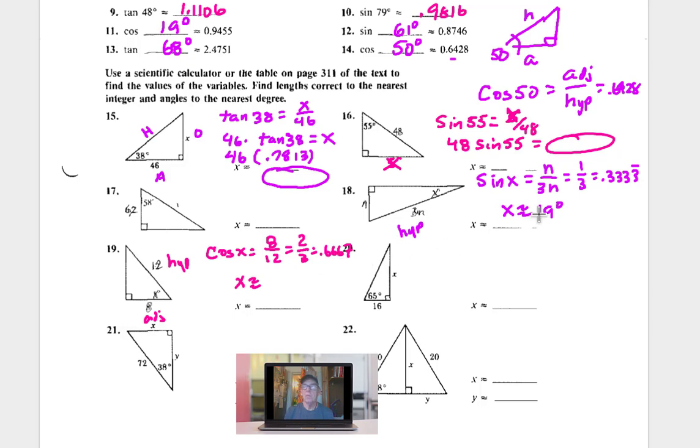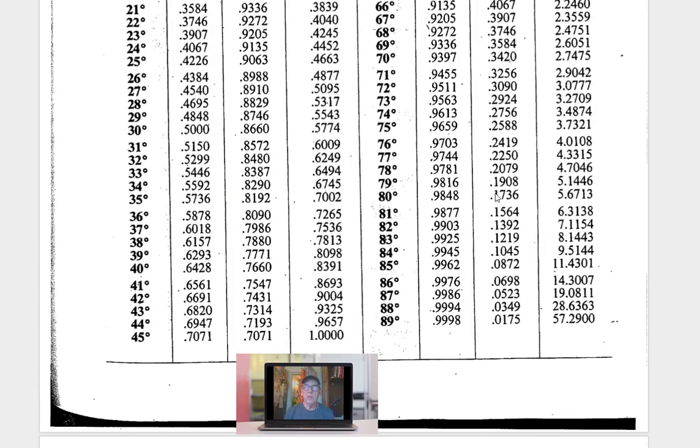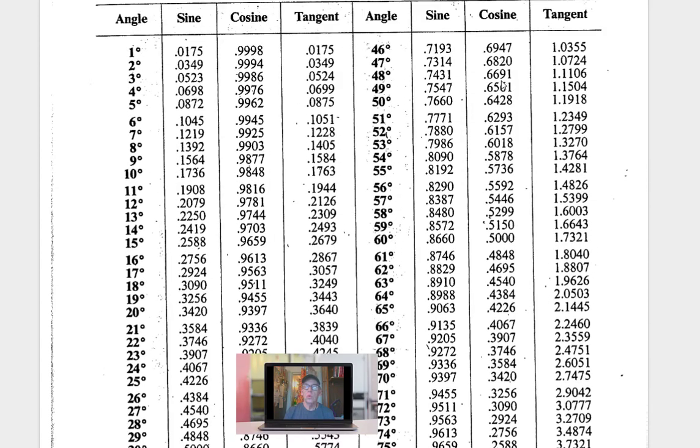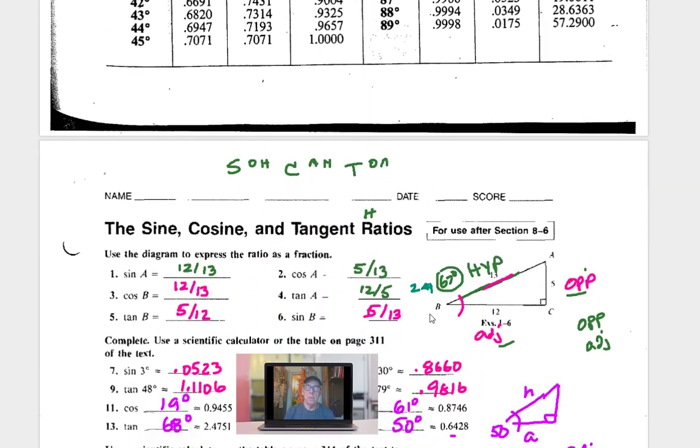So cosine column, 0.6667. Cosine is in the middle, 0.6667, 6691. This is the closest. It's about 48 degrees.